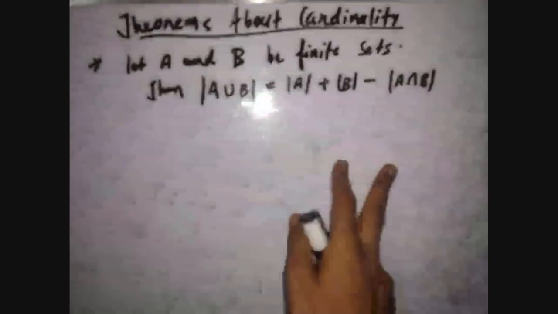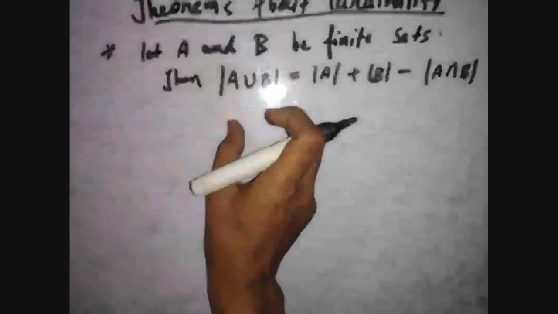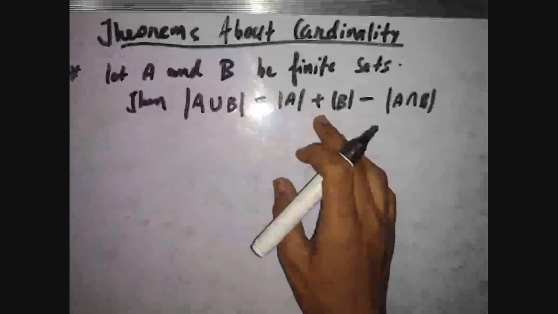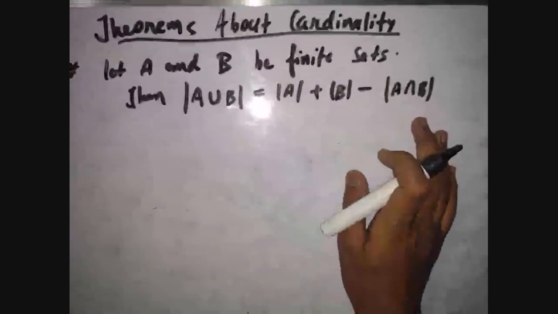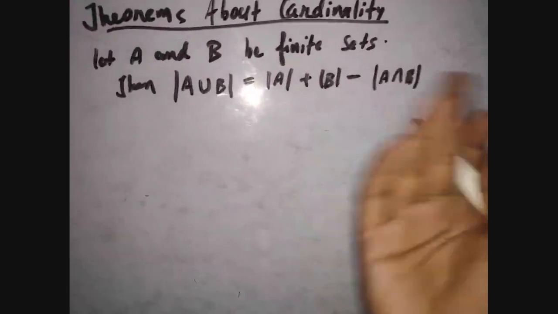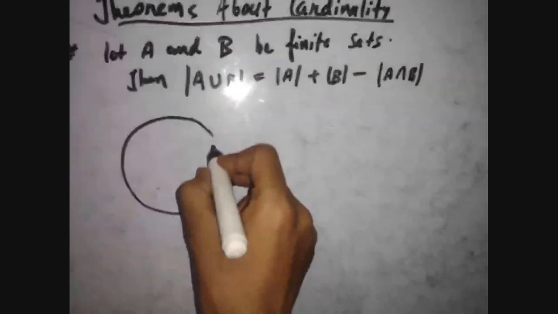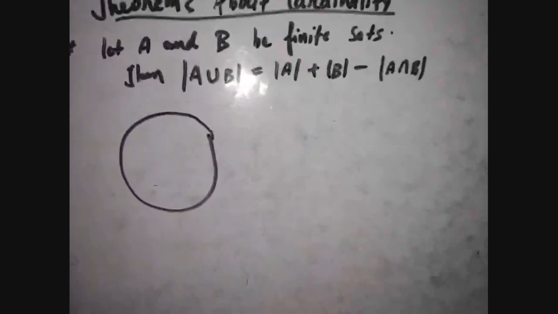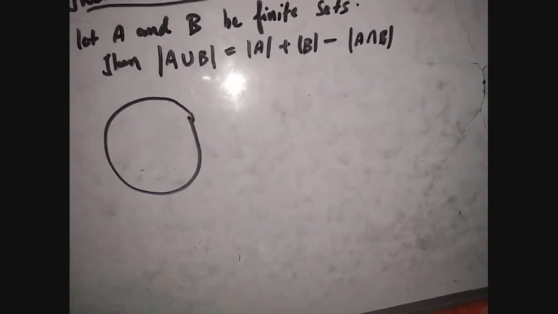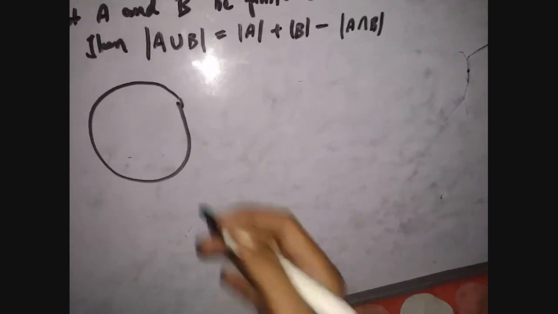If A and B are two finite sets, then the cardinality of A union B, which means the number of elements in A union B, equals the number of elements in A plus the number of elements in B minus the number of elements in the common part of A and B, that is the intersection of A and B. Now let's prove it with the help of our Venn diagram. We can prove it by use of simple De Morgan's law and a little bit of set manipulation, but we shall obviously prefer the Venn diagram. So let's prove it.